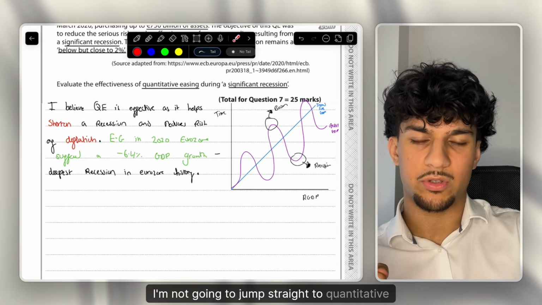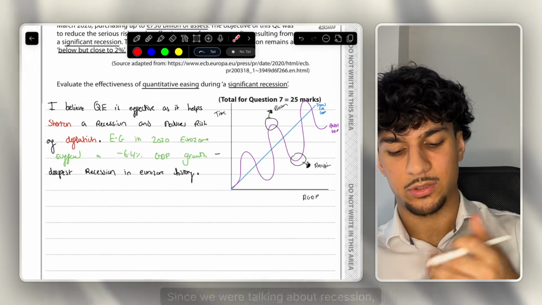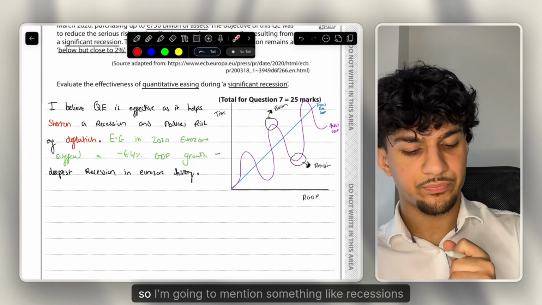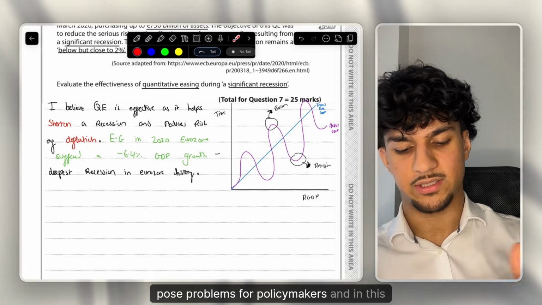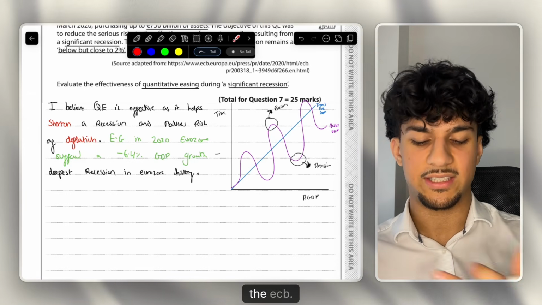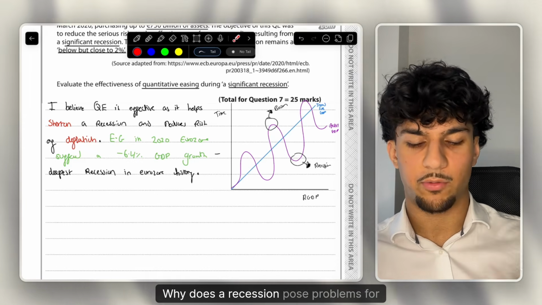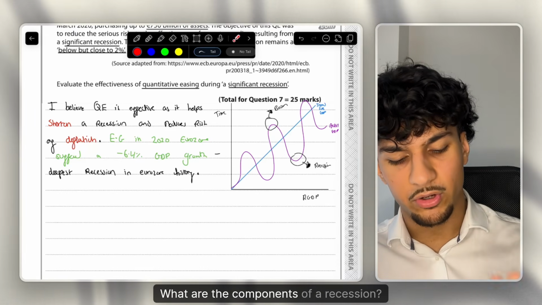I'm not going to jump straight to quantitative easing, as I don't think it's natural right now. I'm going to start with a recession itself, since we were talking about recession. So I'm going to mention something like recessions pose problems for policymakers, and in this scenario the policymaker is of course the European Central Bank, the ECB. Why does a recession pose problems for policymakers? As of course in a recession, what are the components of a recession?